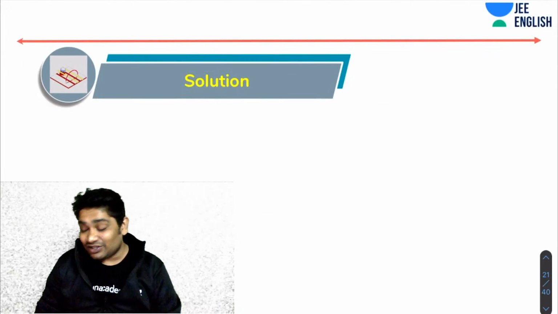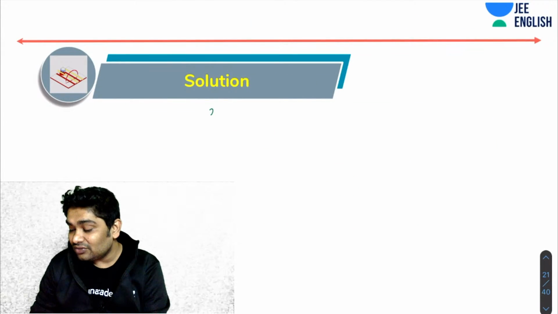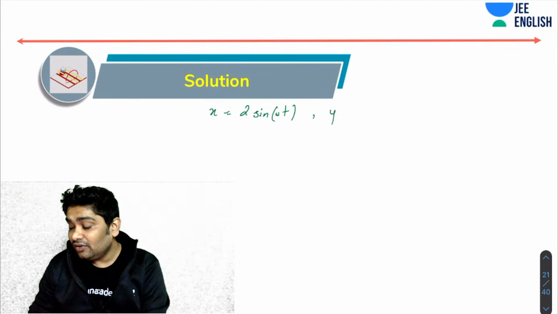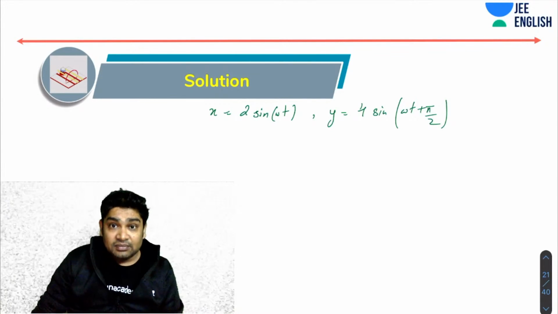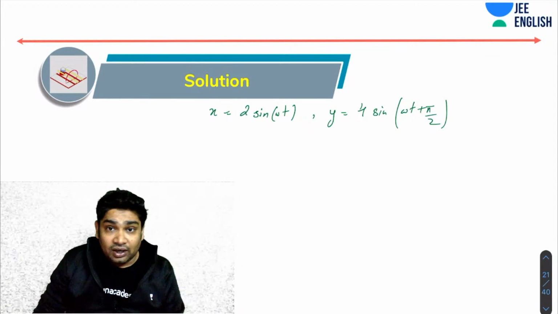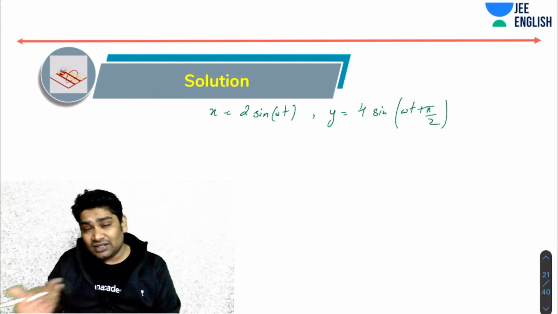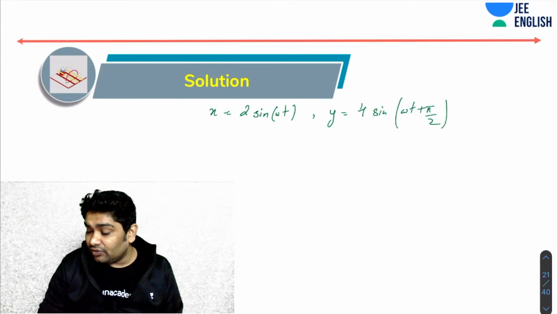So of course, if you look at the equations carefully, this says x equals sine omega t, and y equals 4 sine of (omega t plus pi by 2). Again, a very similar question was asked in JEE Advanced, where a similar variation of the x and y coordinates was given, and questions were asked related to the trajectory of the particle.